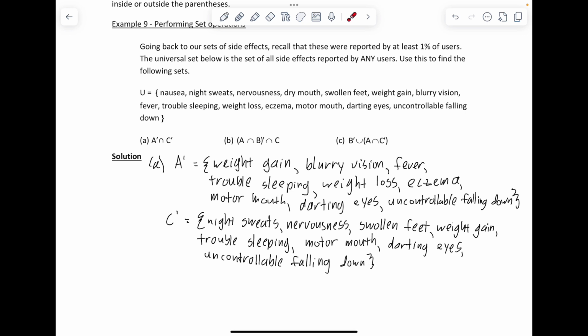Okay, so you have to find the complements first, and then this is asking for an intersection. So it's asking for what is shared in common between these two sets that we just found. A complement, intersection C complement. So what do they share in common? Well, they both have weight gain. Maybe we can just circle them. Weight gain. They both have trouble sleeping.